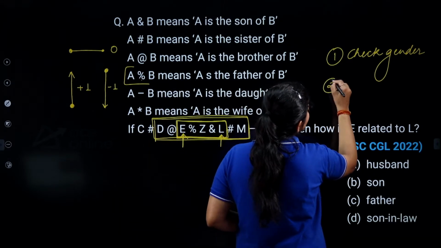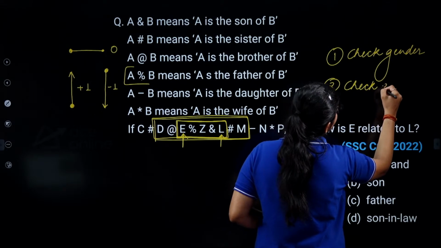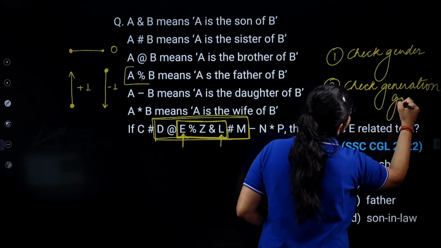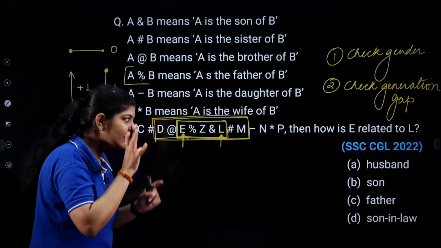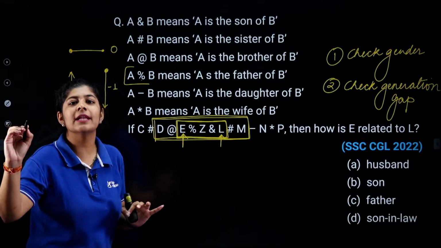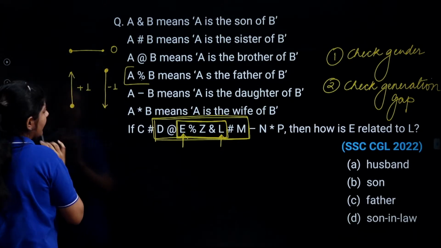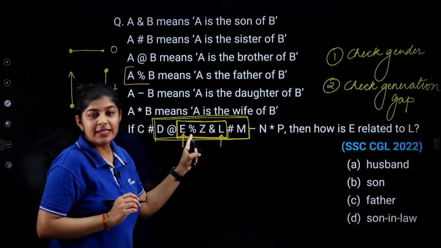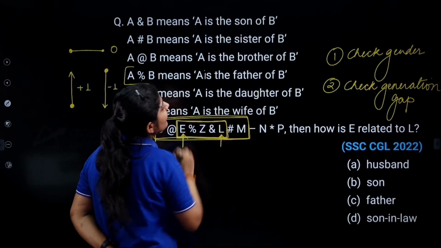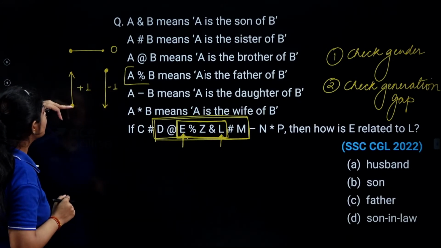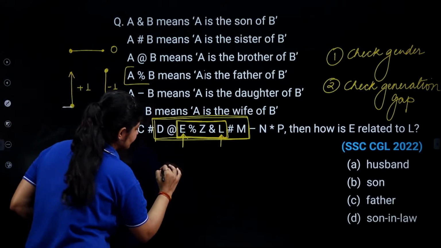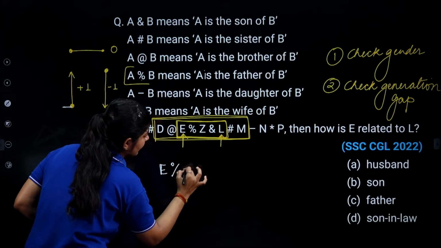So second step is check generation gap. Okay. Now I am not going to draw the whole family tree over here. I am just solving it with the help of generation gap. Okay. E, this percentage symbol Z. A is father of B. So basically plus 1 symbol is given. I am just solving this particular part.